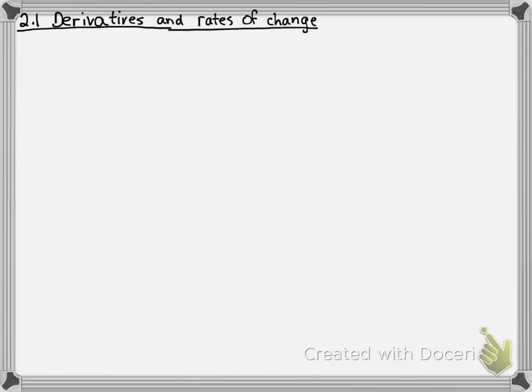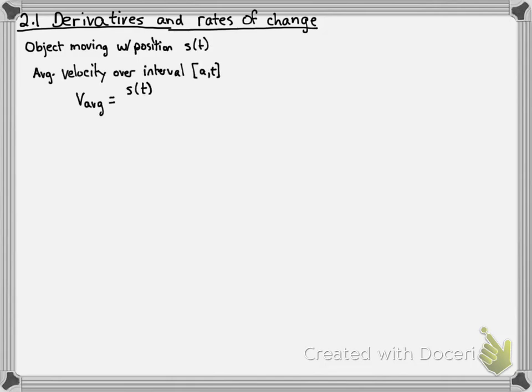Okay, let's talk derivatives. First, I want to remind you of a couple things you've already seen. If you've got an object moving with a position function s of t, so at time t it's at position s, we can find its average velocity. Change in position over change in time. And it looks like that.